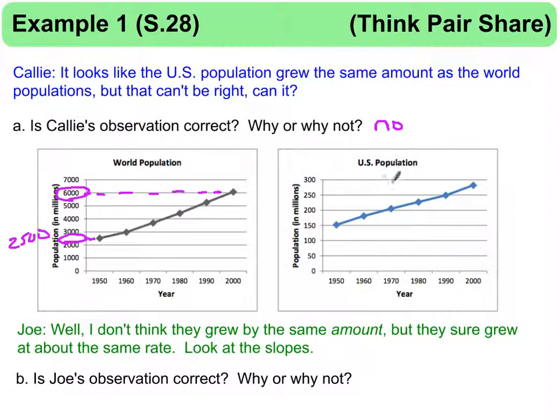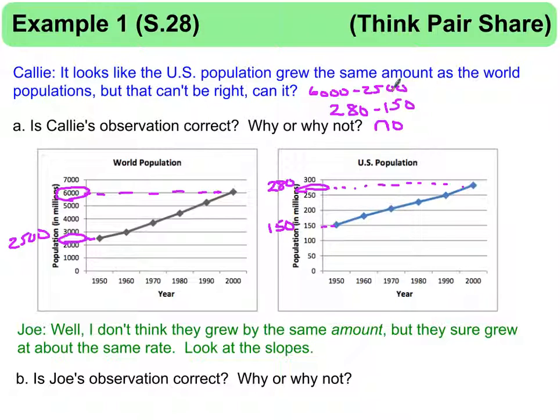and so forth. And so if we come over here and look at this one, and we come across, we'll estimate this area to be about 280, and this is 150. So again, looking at Callie's statement, it says it looks like the U.S. population grew by the same amount as the world population. Well, if we simply took the 6,000 minus the 2,500 and compared that to the 280 minus the 150, those numbers aren't going to be the same. So that discounts what Callie said as an observation.